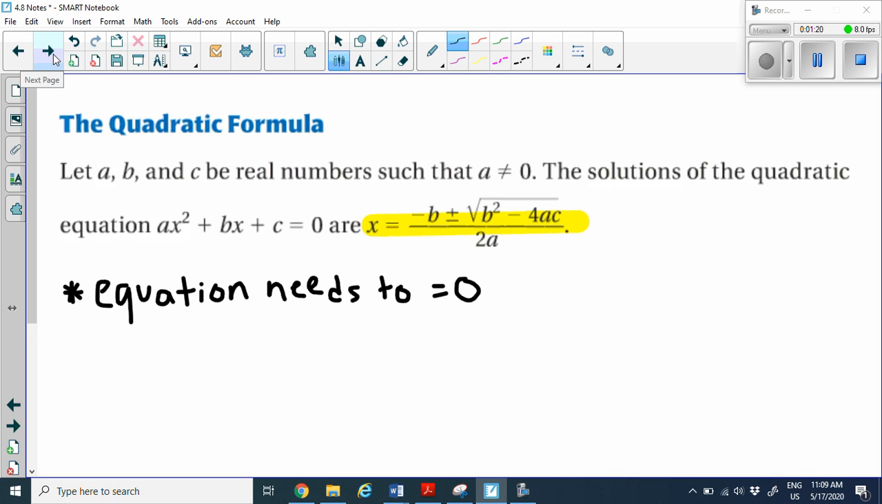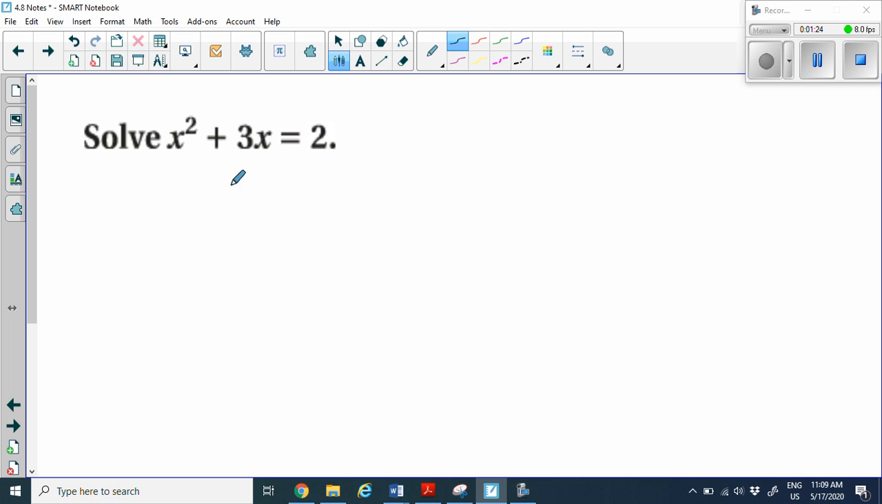Okay, so let's go ahead and start some of our problems. The first one we have is we're going to solve x squared plus 3x equals 2. Now remember, as I said, every single time that we have a quadratic equation and we're using the quadratic formula, we need to make sure that we set the equation equal to 0, okay? So that's what we need to do here first. We need to set our equation equal to 0.